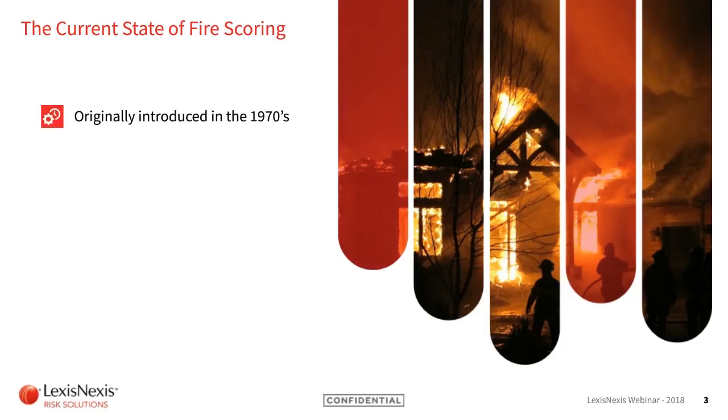After the introduction of the first multi-peril homeowners policy in the 50s, not much in the homeowners space really changed until the 70s, when the industry was introduced to fire scoring. Now, this was a positive step forward back in the age of Disco and the Ford Gremlin. However, much of the industry still uses fire scoring solutions that were developed back almost 50 years ago.